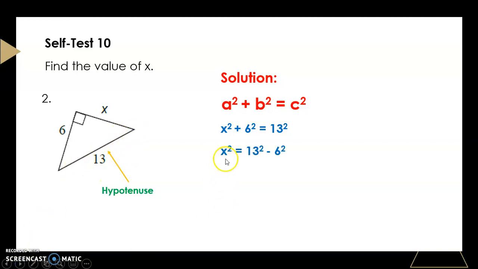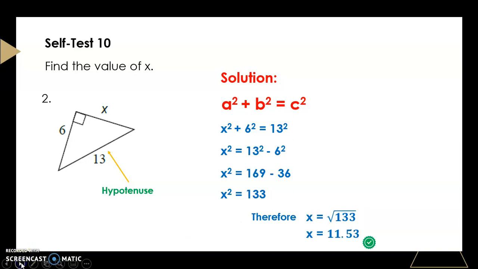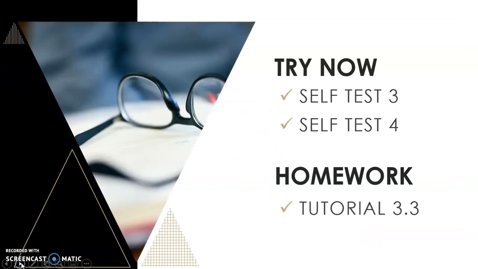So I'm going to get here x squared is 13 squared minus 6 squared. So I'm going to get x squared is equivalent to 133. But you have to find the value of x. Therefore, x is equivalent to the square root of 133. And you're going to get x is 11.53. Easy, right? Okay, try now self-test 3 and self-test 4.